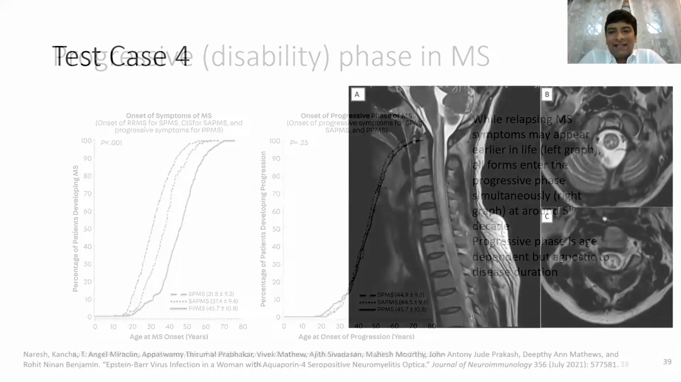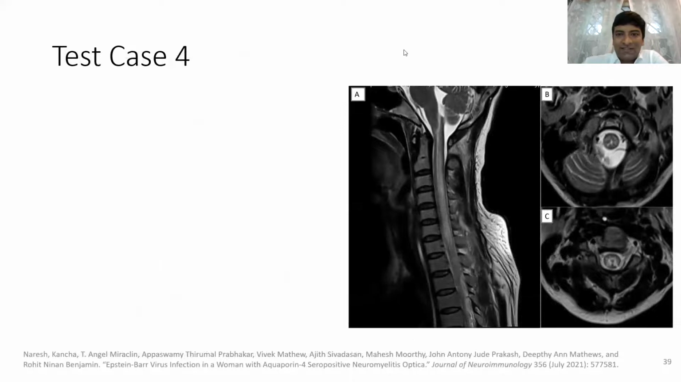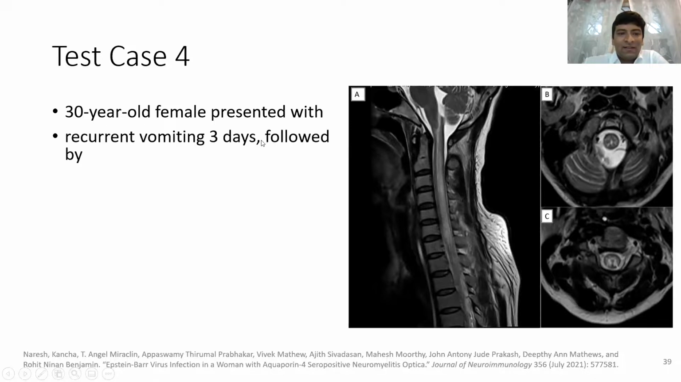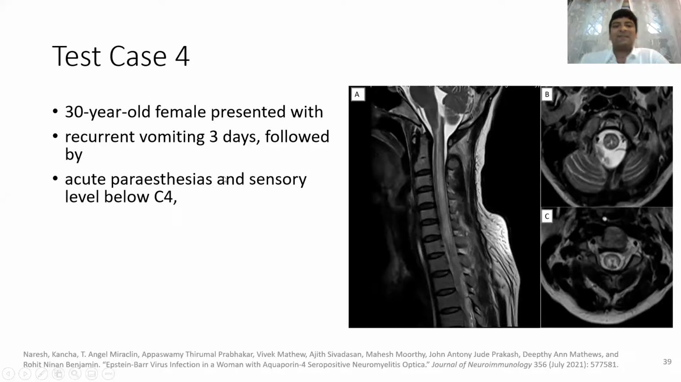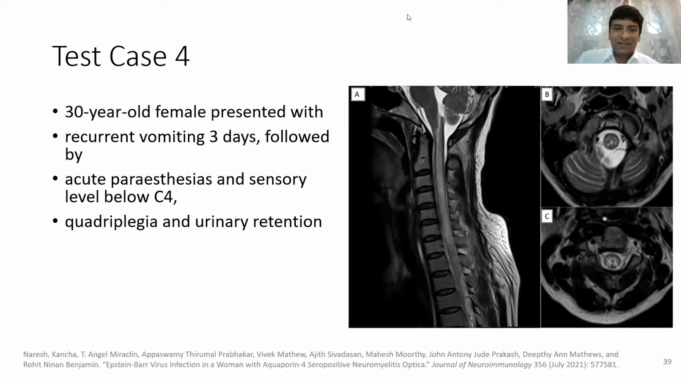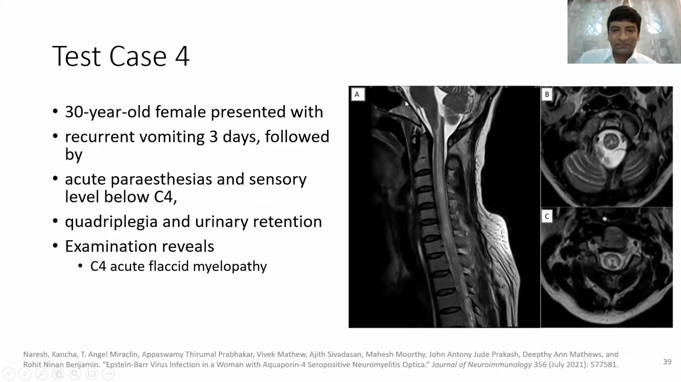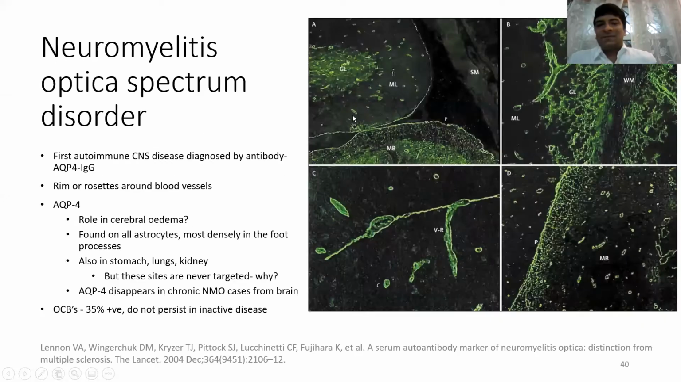Okay, so having dealt with MS, let's move on. What does this patient have? Okay, this is actually a case that we had, which we had reported. A 30-year-old female who presented with recurrent vomiting for 3 days, followed by a cervical sensory level, followed by quadriplegia and urinary symptoms. Patient had a flaccid myelopathy. So this was neuromyelitis optica.